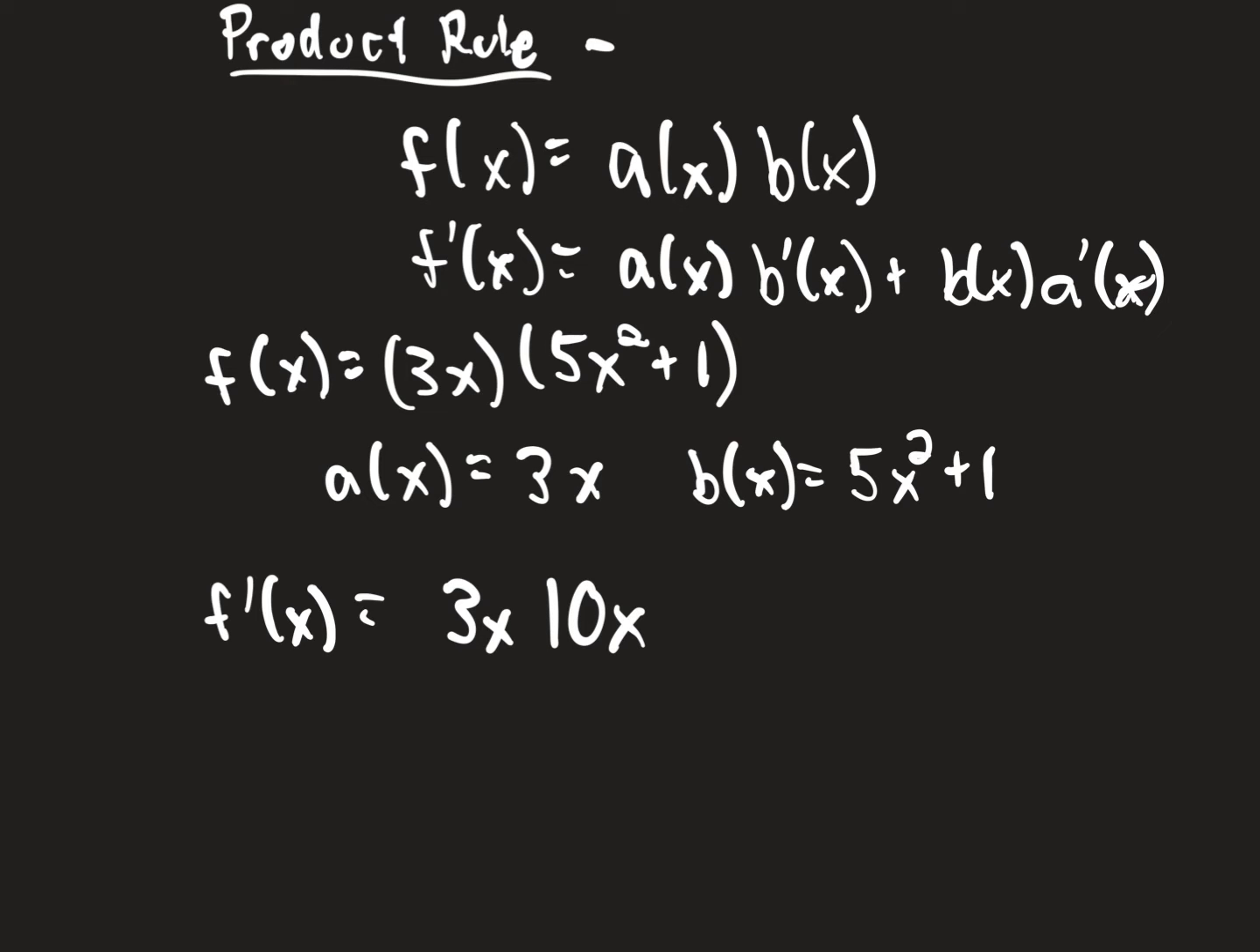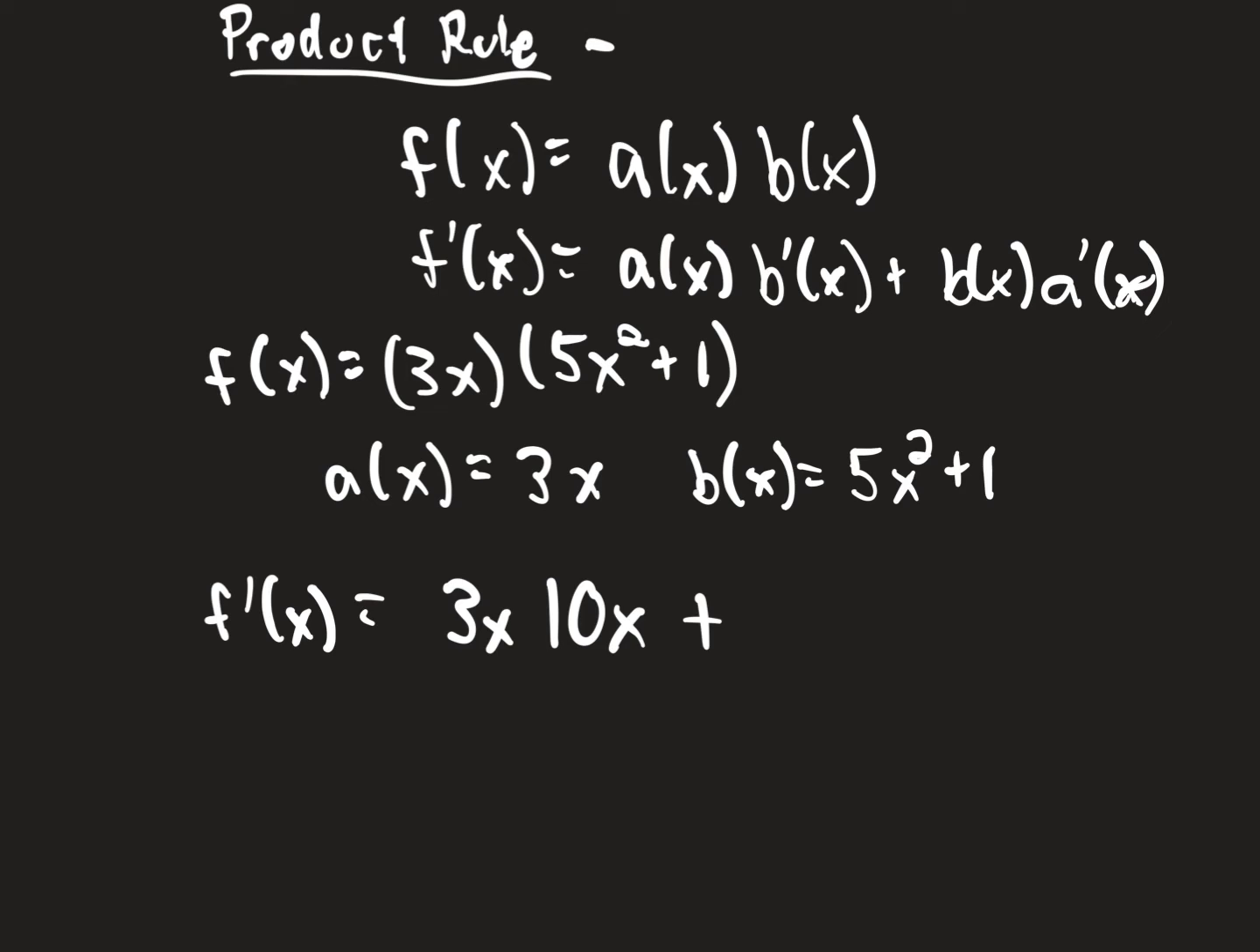What about the plus 1? What's the derivative of 1 with respect to x? It is 0 because it's just a constant. So that's first times the derivative of the second. Now I need to add the second. What's the second function? I have a of x times b prime of x plus b of x times a prime of x.